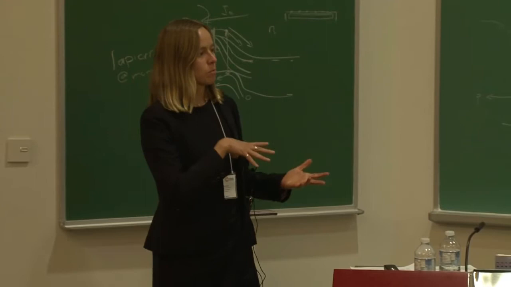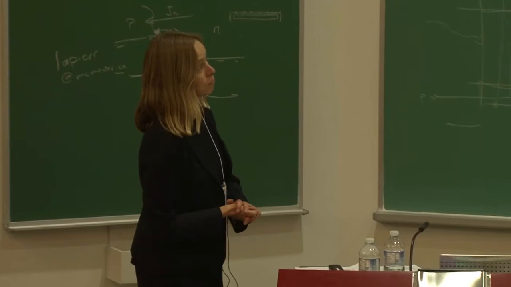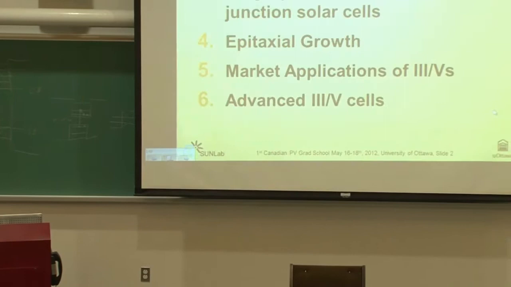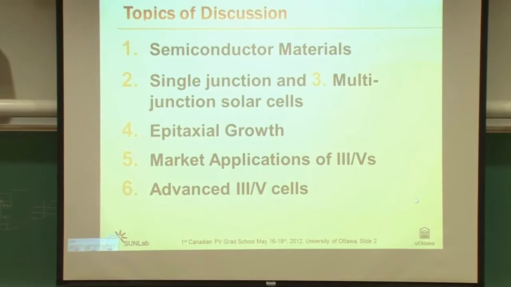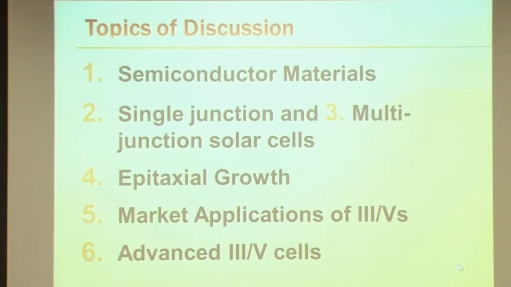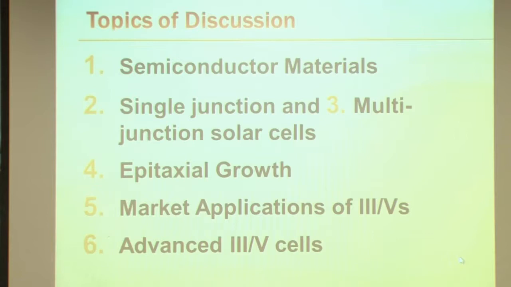My job today was to talk about 3-5 semiconductor solar cells. So I'm going to start with the basics and work my way through. There's been some good coverage already this morning, but I'm going to review it quickly, in particular from a 3-5 point of view. So semiconductor materials, a quick look at single junction solar cells, and then of course how those build into multi-junction solar cells. I have a few slides on epitaxial growth, then the market applications of 3-5s, and some of the most advanced 3-5 cells that are now being developed by several companies.